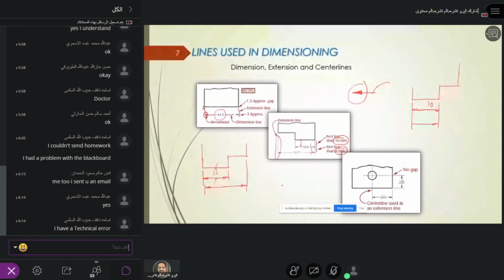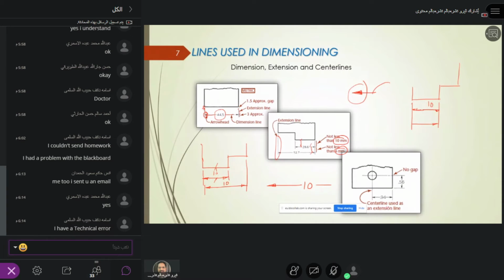So this way, you can write the dimension in the middle. You should give a gap, so you can write it here. This is correct. All right, this is also okay, and you can do this as well. Both are correct. Okay, that's the next thing you should know.